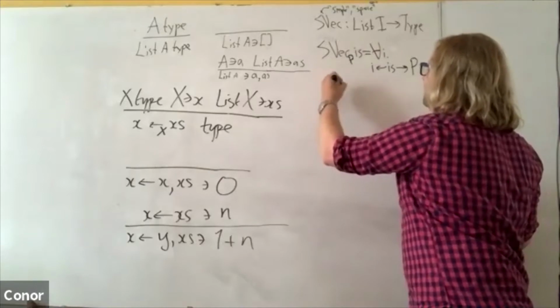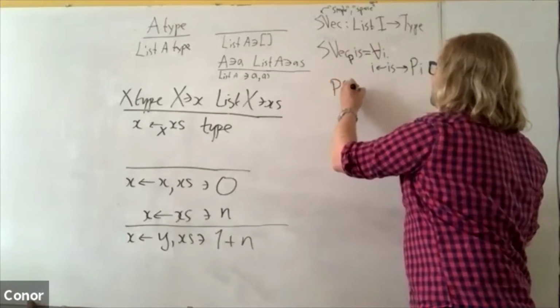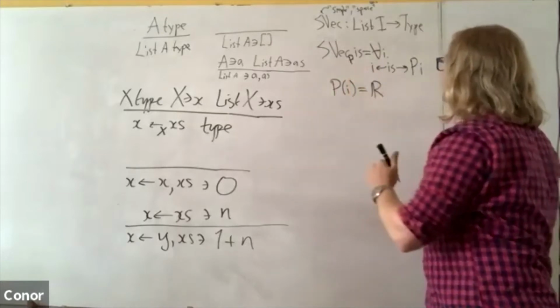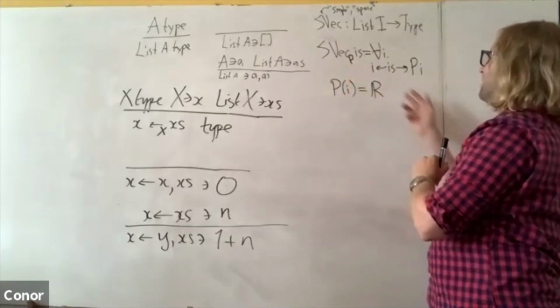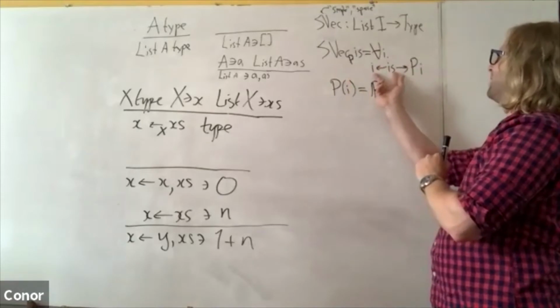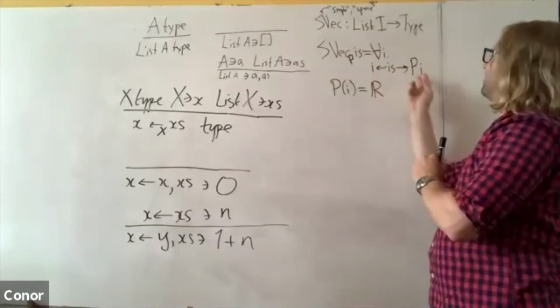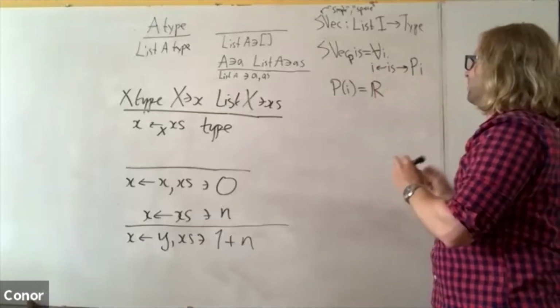So for example, you could, if you want, just take P of i to constantly be, say, the real numbers, if you know what these are. And then you just get an ordinary vector, right? For every element in this list, you get an element. So if you have 5 elements here, then you get 5 different elements. You get a vector with 5 elements.